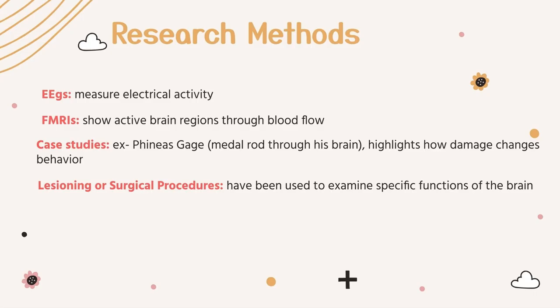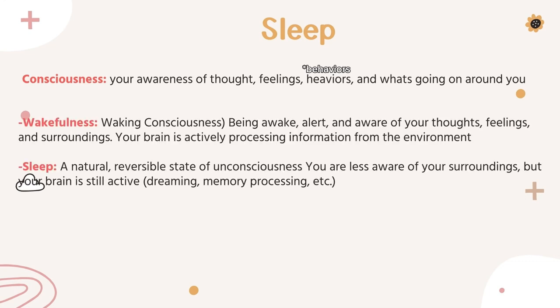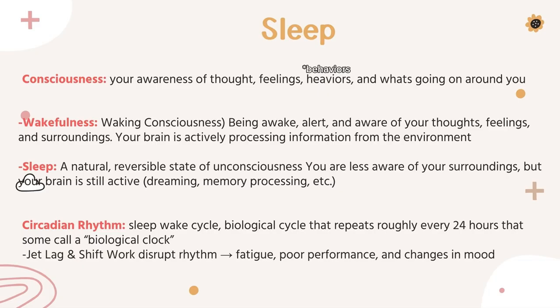Sleep. Consciousness is your awareness of thoughts, feelings, behaviors, and what's going on around you. Wakefulness is being awake, alert, and aware of your thoughts, feelings, and surroundings. Sleep is a natural, reversible state of unconsciousness. You're less aware, but your brain is still active. The circadian rhythm is the sleep-wake cycle, the biological cycle that repeats roughly every 24 hours. That's sometimes called the biological clock. Jet lag and shift work can disrupt the rhythm, which can lead to fatigue, poor performance, and changes in mood.